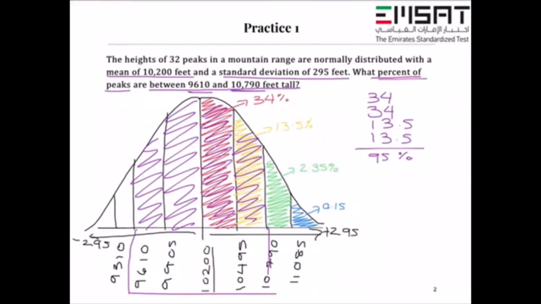Meaning the percent of peaks that are between 9,610 and 10,790 is 95%, and that is our answer.